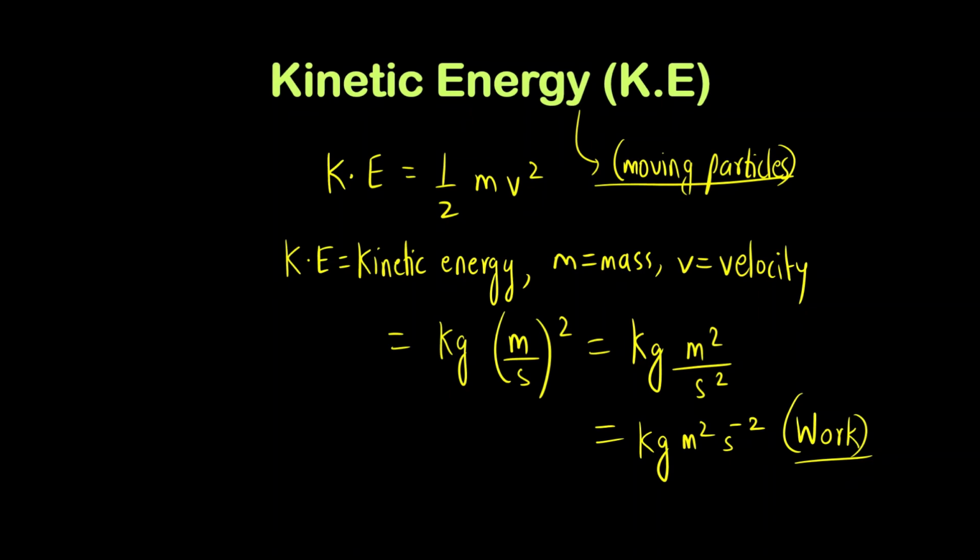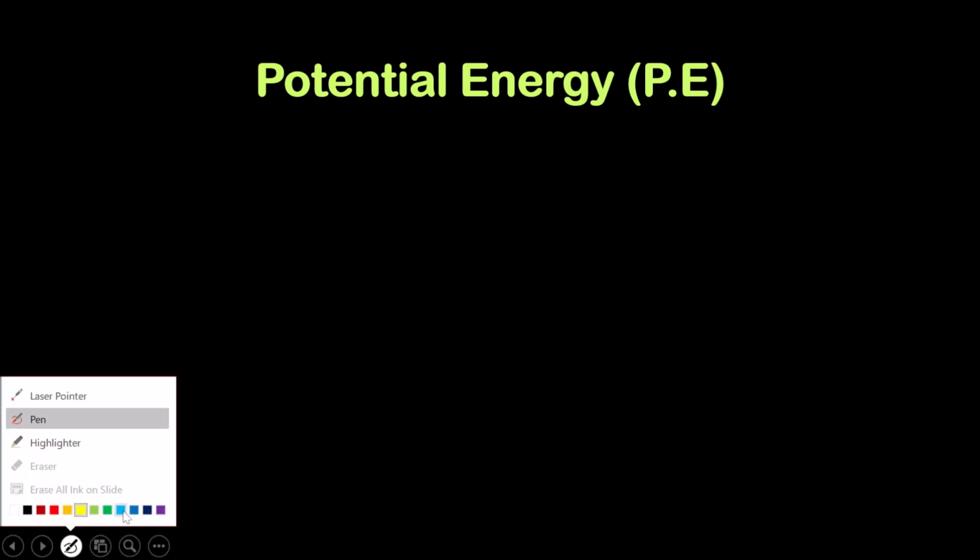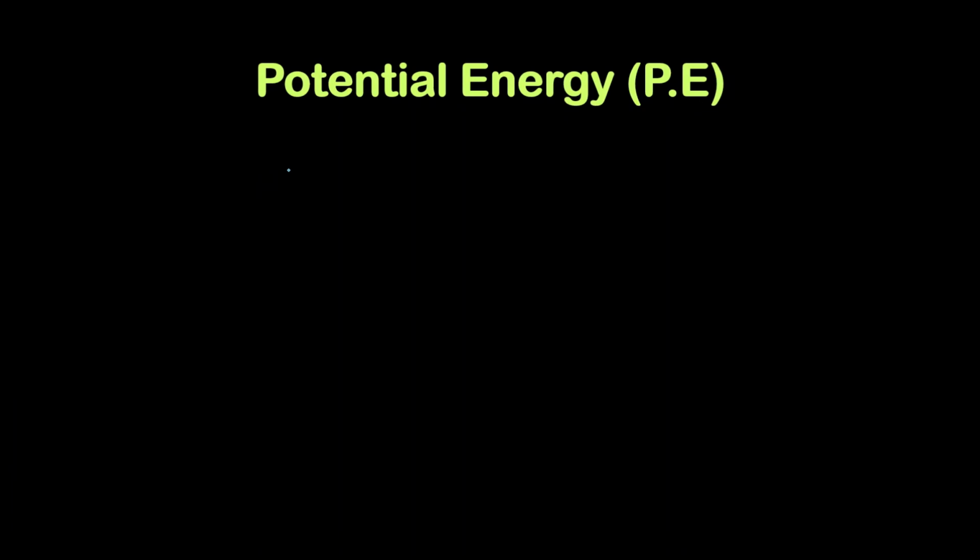So now if I move on to the next unit, that is potential energy. Will potential energy also have the same unit? Yes, because it is also energy. So it will have the same units as that of kinetic energy and work, because all the three are nothing but forms of energy. Okay, so now let us see this potential energy. What is the formula? Potential energy formula is m into g into h.